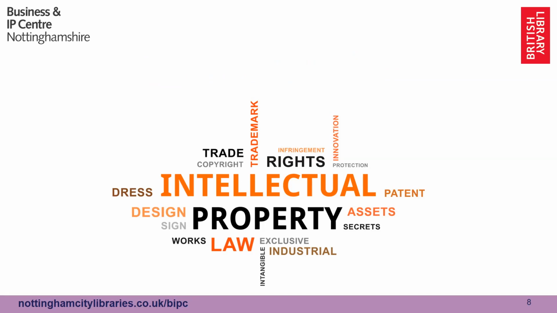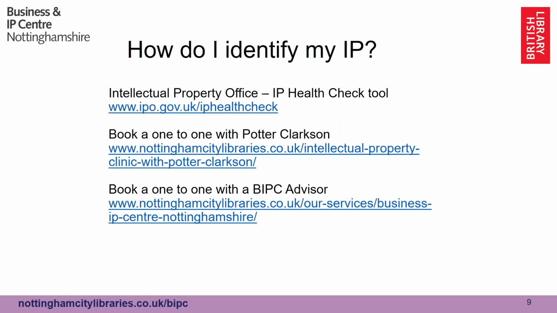So a question for yourself to ask really is, how do I identify my IP? Well, firstly, the Intellectual Property Office in the UK offers access to an IP business health check tool. This is fast, free, and it's available online. As you can see on screen, that would be ipo.gov.uk/IP health check. And that tool will essentially help you perform a bit of an audit to help you understand what assets you have and how you can protect them.